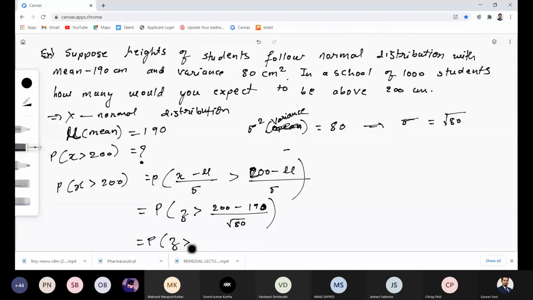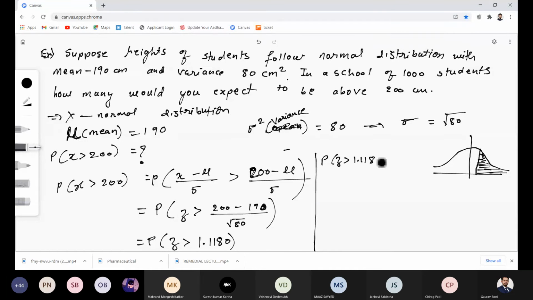1.1180. Let's draw the curve. 1.11 will be somewhere here. So this area I have to find out. So probability of z greater than 1.1180 will be equal to 0.5 minus the area from 0 less than z less than 1.1180.